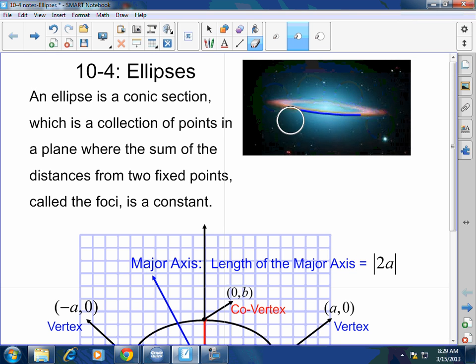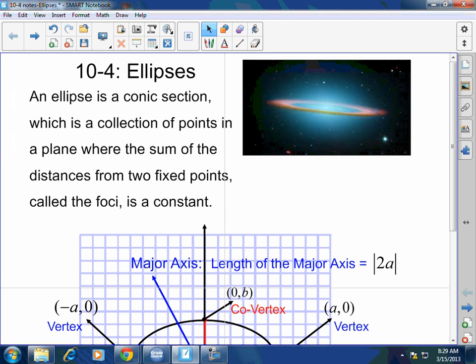Most celestial bodies are elliptical, or they travel in an elliptical orbit around another planet, for example, or another star, like we go around the sun in an elliptical pattern. The moon travels around the earth in an elliptical pattern. So ellipses are pretty cool and very useful, especially for space travel and things of that nature.